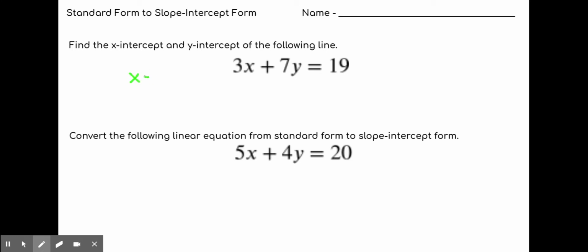So why don't you take a moment? I want you to find the x-intercept of the line, and I want you to find the y-intercept of the line.